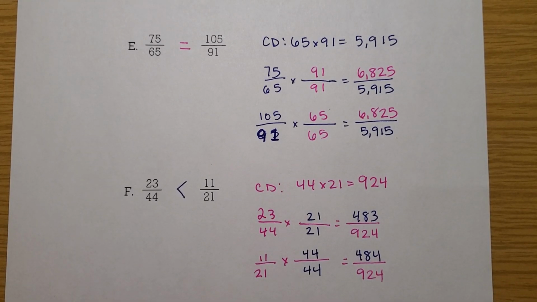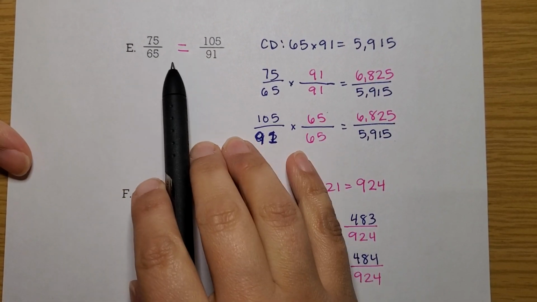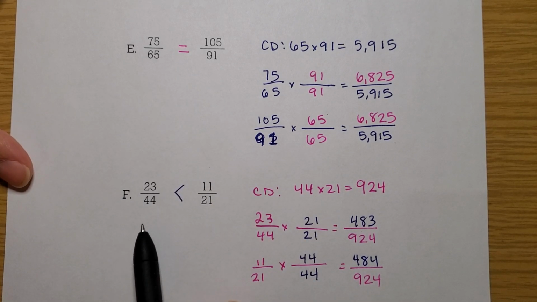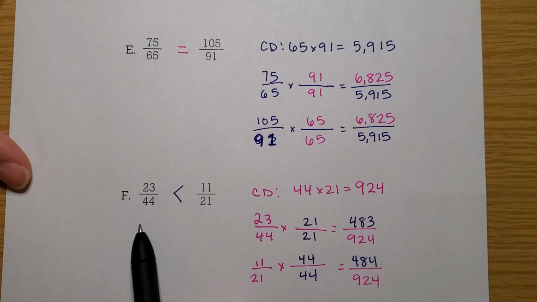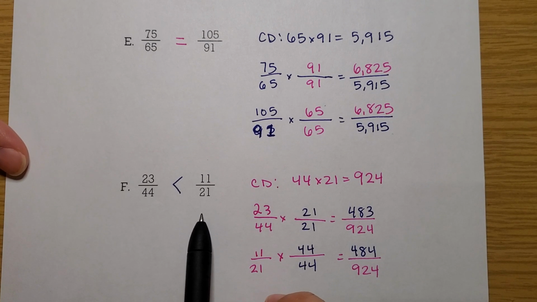Alrighty, let's see how we did. So for part E, I actually got that the two fractions are equal to each other. And for part F, I got that the first fraction is actually just a little bit smaller than the second one. So let's go through my work and see if it matches what you found.